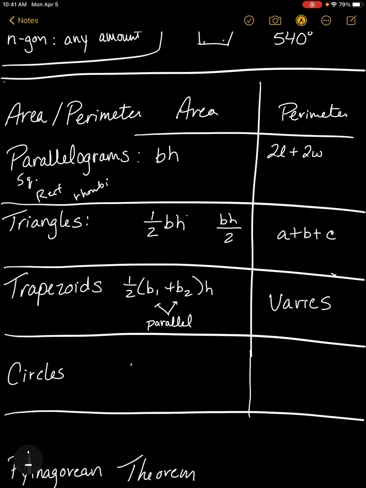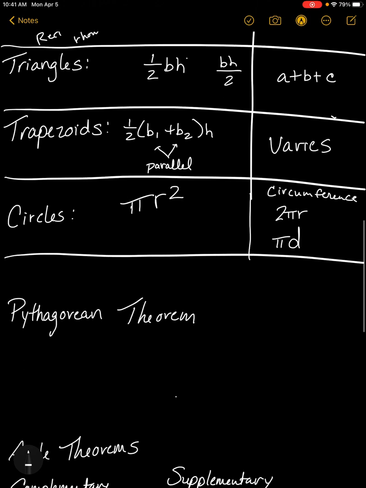And then a circle is pi times radius squared for the area, not to be confused with the perimeter or the circumference, which is 2 pi r, or you can use pi d. Okay, so you can see why the pi r squared and the 2 pi r formulas get mixed up, because they've got the same numbers and letters, but they're not used in the same way.